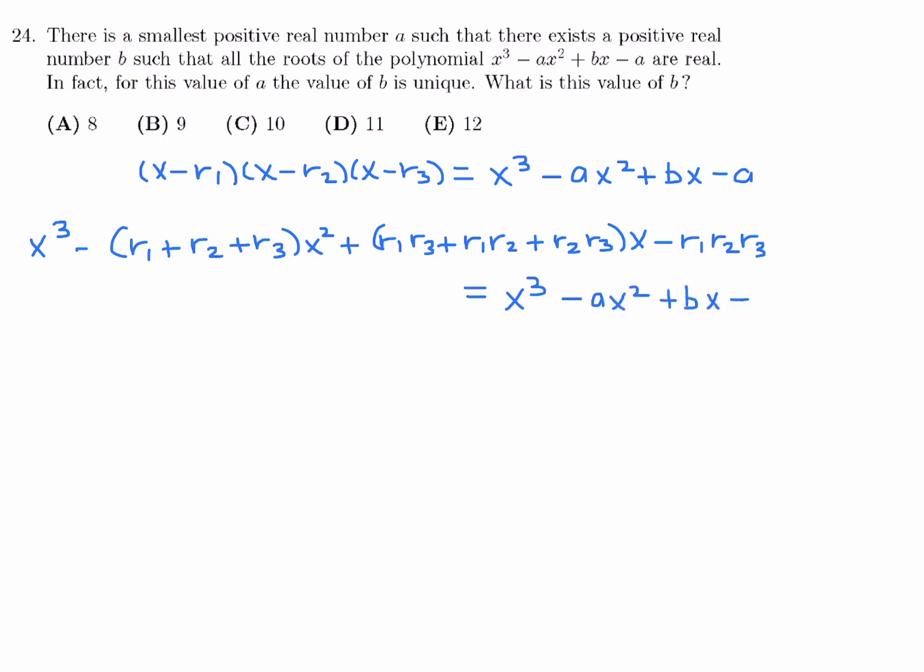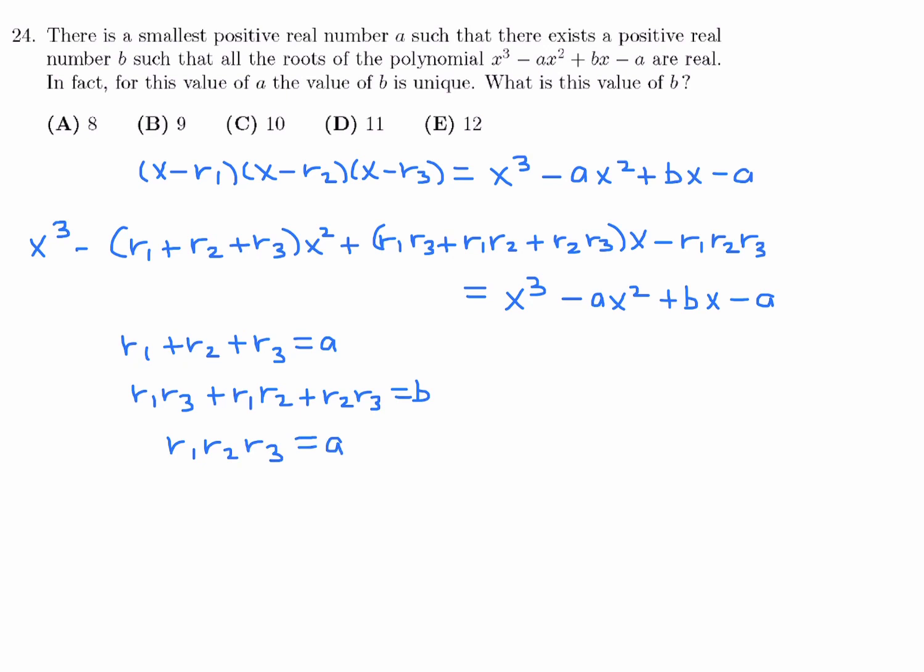Now let's look at each individual coefficient. So this guy obviously is my A. So R1 plus R2 plus R3 is equal to A. This whole thing is equal to B. So R1 times R3 plus R1 times R2 plus R2 times R3 is equal to B. And this is equal to A. So R1 times R2 times R3 is equal to A.